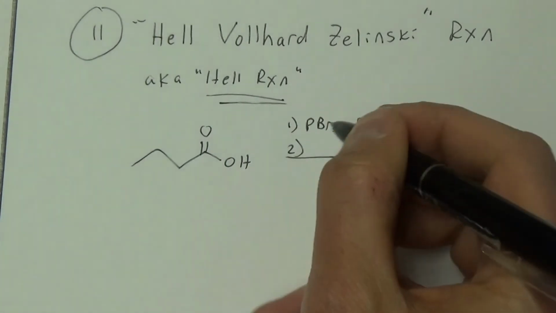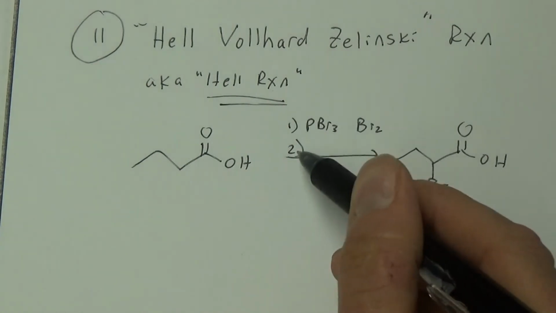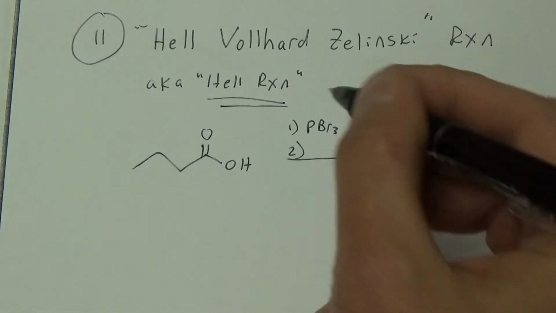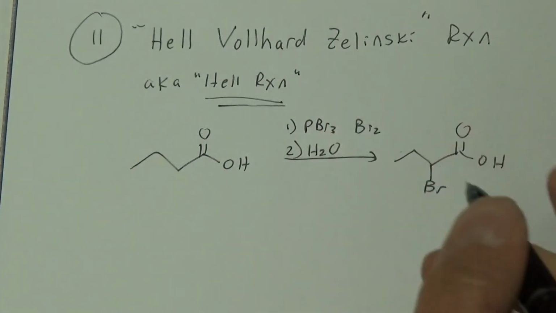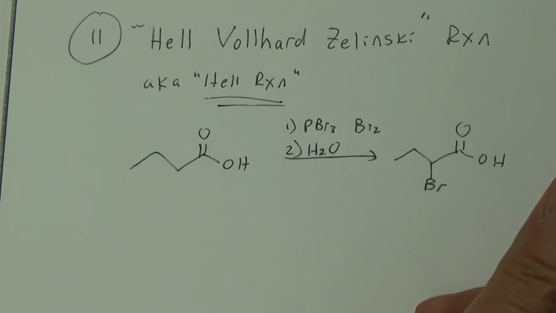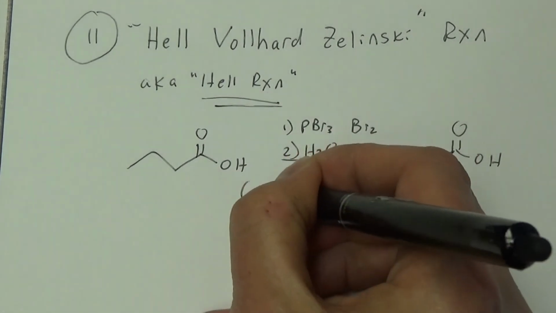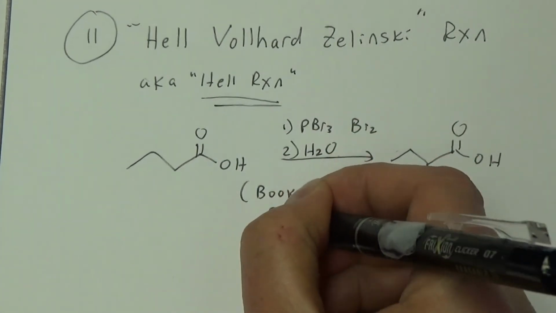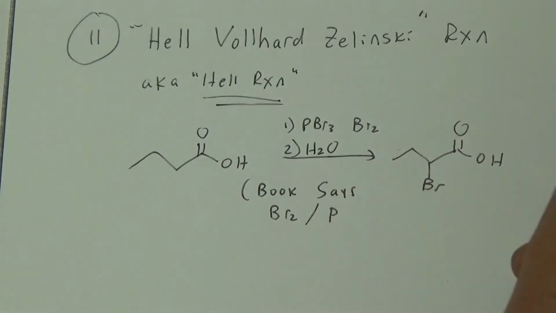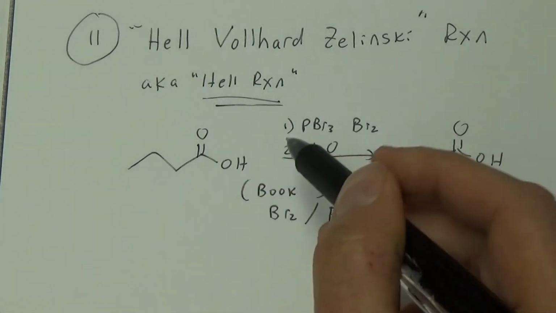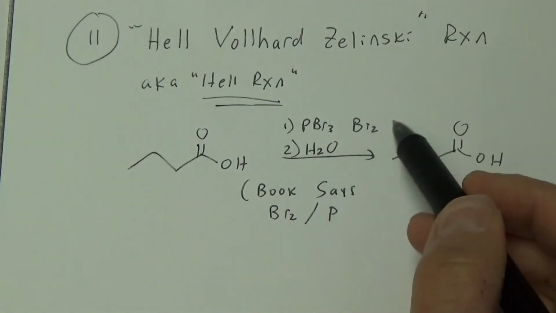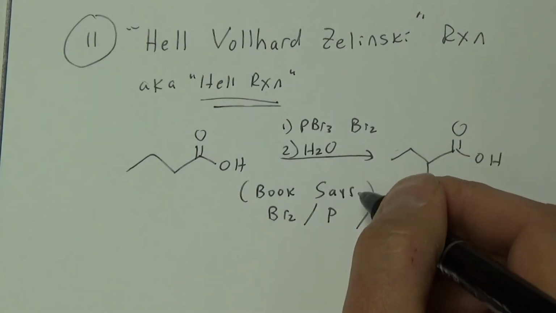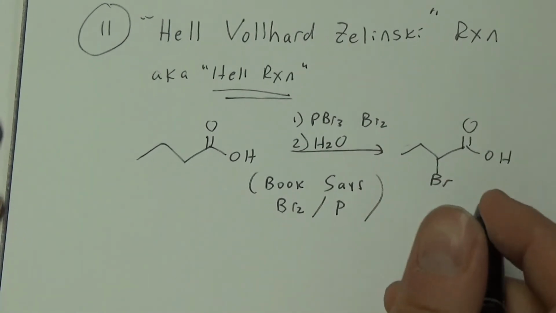Actually, I guess it's 2 steps. There are 3 parts to the mechanism, but there are only 2 steps. So we'll go through the mechanism here in a second. And step 2 is water to hydrolyze the acid bromide. Now the book, I think, says something different for their reagents. I think they say Br2 and phosphorus, but we're not going to do that. This is easier, just trust me on this. The mechanisms and everything are really simple if we do it this way. So the book says something slightly different.